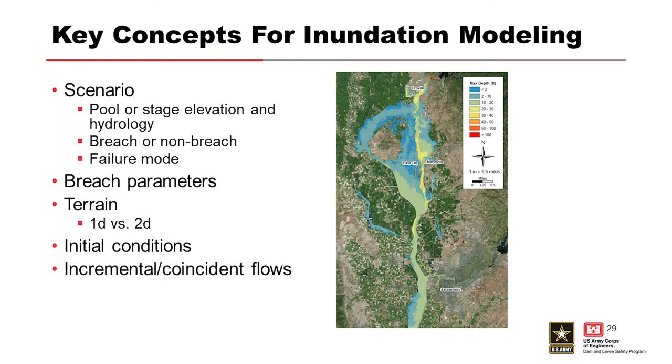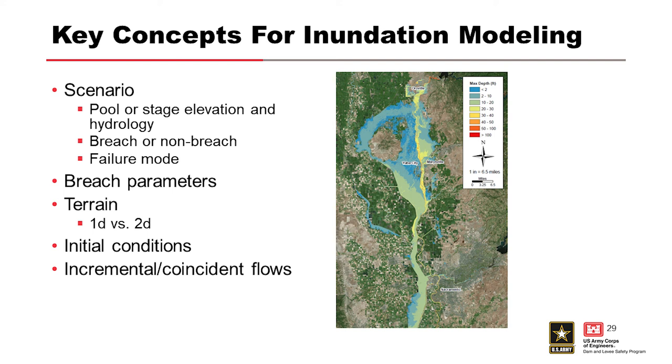So the scenario. We're talking about a dam breach. You guys have talked through this today, right? The different scenarios. What's the stage elevation? Or is it in the river, is it a breach or non-breach? And then it can be very failure mode specific. What's the failure mode that's leading to this? That's going to impact your breach parameters. That could have a big influence on what the hydrograph looks like once again. Terrain, one-dimensional versus two-dimensional. Initial conditions and coincident inflows can have a huge impact on the consequences.